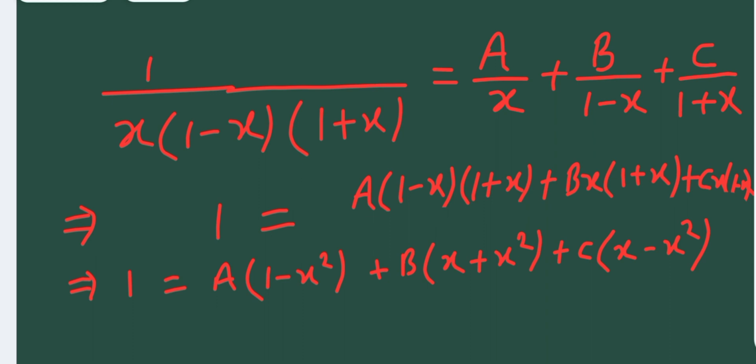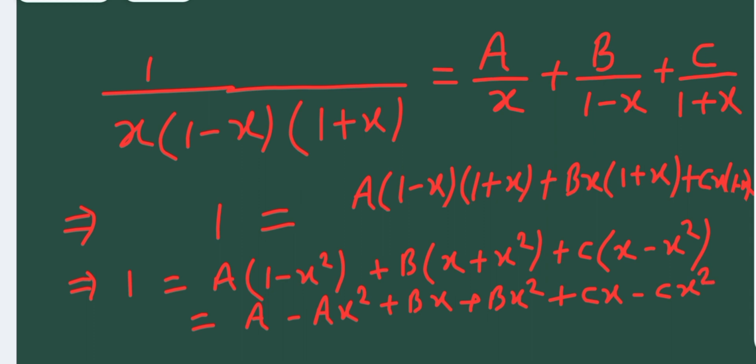Now if I do this, then a into 1, a, minus a into x square, plus b into x plus b into x square, plus c into x, cx, minus c into x square, cx square. Now what can I do? On the left side it is 1, only a constant term. On the right side we are getting some x square term, some x term, like bx, and a, that is constant. Okay, so I will separate.